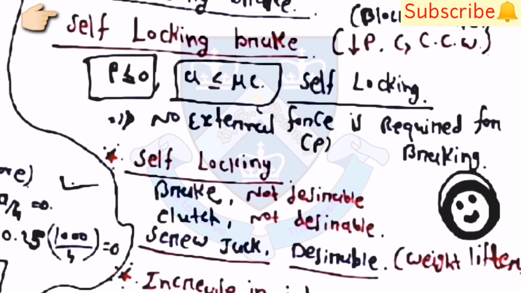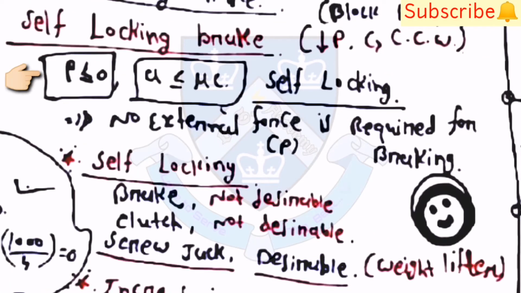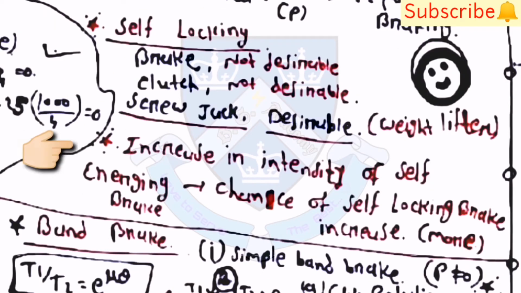Then self-locking brake: P less than or equal to 0 and A less than or equal to mu C. In that condition, a self-locking brake will be generated. In the self-locking brake, no external force is required for braking. Self-locking for a brake is not desirable, and for a clutch it is also not desirable, but in the screw jack the self-locking is desirable. Then, with an increase in the intensity of self-energizing, the chance of self-locking increases more.